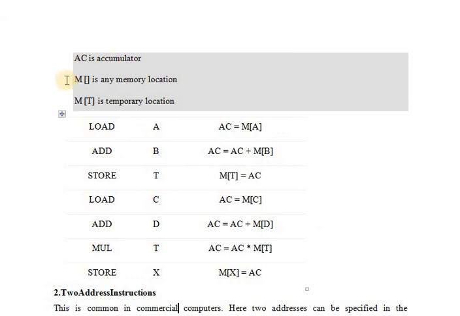So sir, AC is the accumulator. In the accumulator, first m of A is loaded, stored in the accumulator. Then what is in the AC now? M of A is in the AC. Then plus m of B.